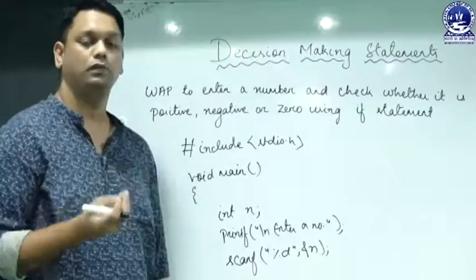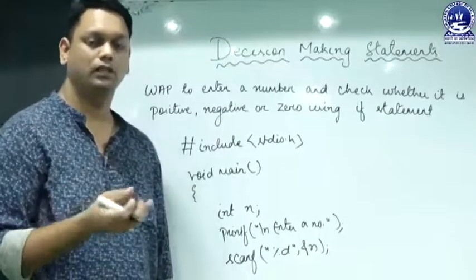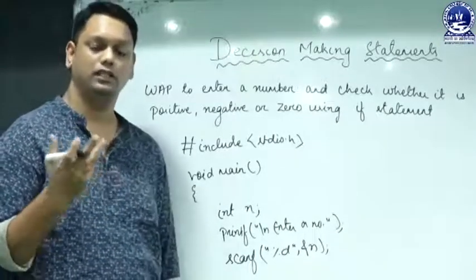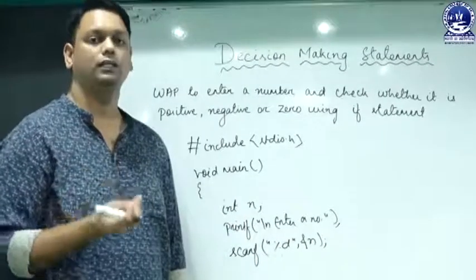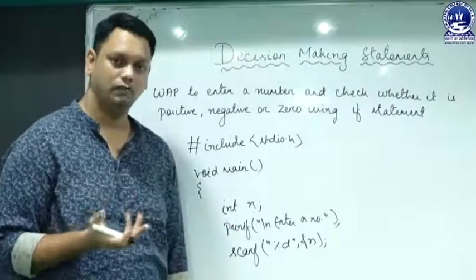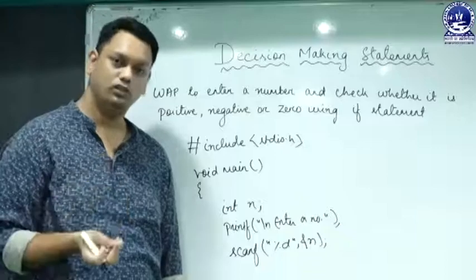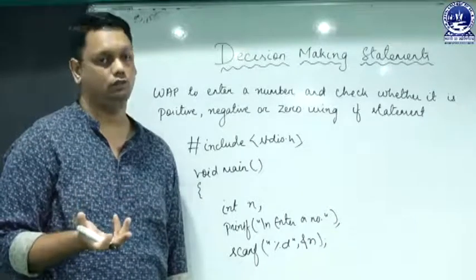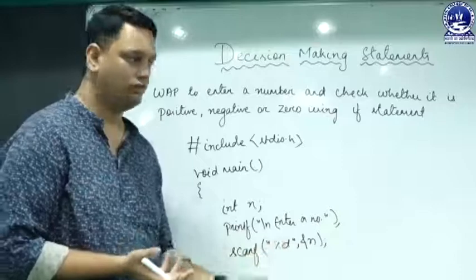Now we have entered the number, now we have to check whether the number is positive, negative or 0. So what do you mean by a positive number according to mathematics? If a number is greater than 0, it is considered positive. If a number is less than 0, it is considered negative, and if a number is equal to 0, then it is 0. So we will apply the same logic over here.